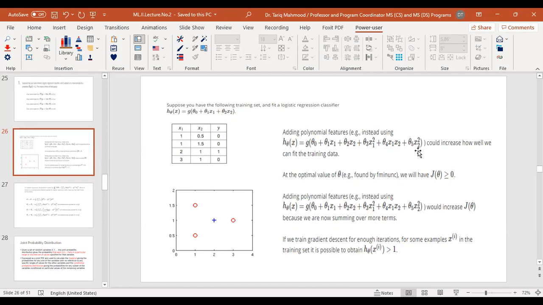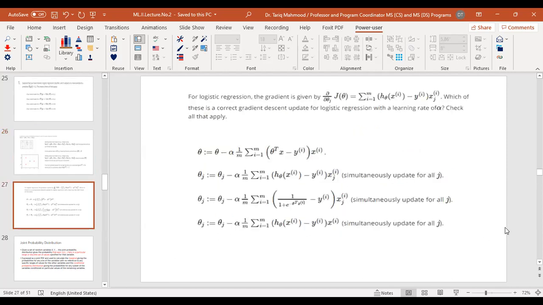So in this case, you can see we have the square. But we could add the polynomial features to better fit the training data. That's also an option, but that is more complicated. We will have J theta greater than or equal to 0 at the optimal value of theta. It is possible that overfitting happens, but then you avoid that using cross validation, okay? Or another technique. Okay, now tell me this.